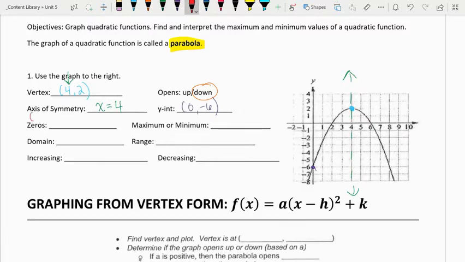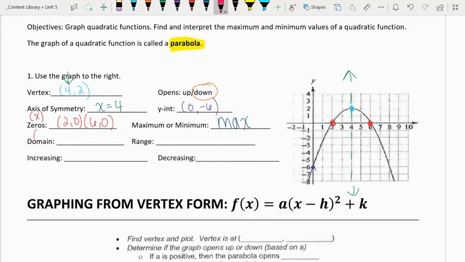Zeros, remember, these are talking about your x values, where it crosses the x-axis, right? So it crosses at those 2 points, which are (2, 0) and (6, 0). Like I stated before, it's either going to be a maximum or minimum. Your vertex is your highest point, which means that this is a maximum.